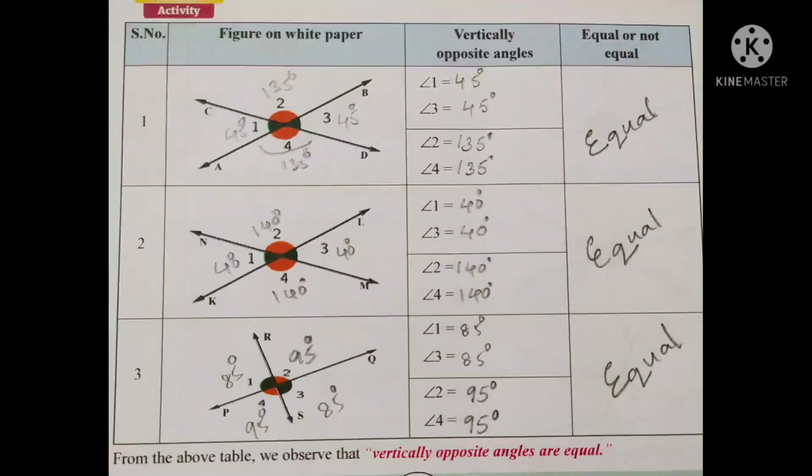I will do the activity. Observe that in the first figure, I draw lines forming angle 1, angle 2, angle 3, angle 4. Angles 1 and 3 are 45 degrees. Again, angles 2 and 4 are 135 degrees. So opposite angles 1 and 3, and 2 and 4 are equal. Similarly for the second and third figures. From the above table, we observe that vertically opposite angles are equal.